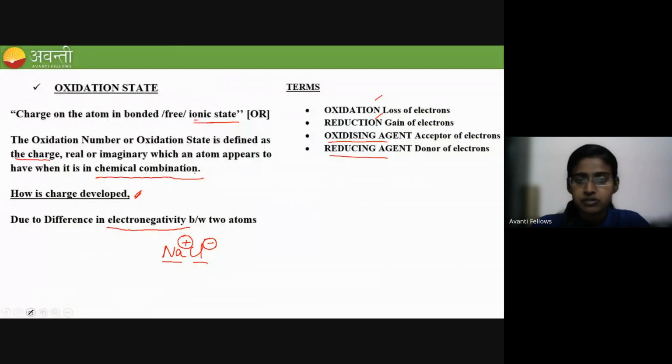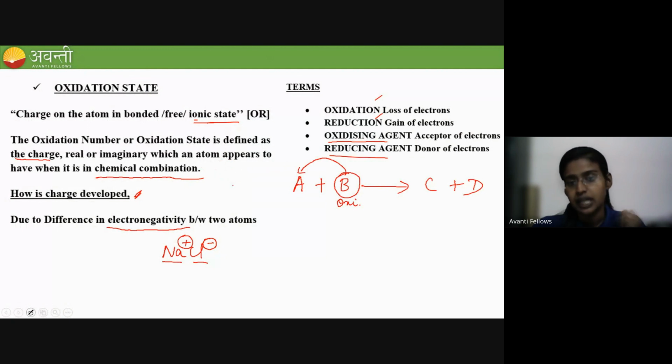Suppose A is reacting with B to give some products C and D. If I say B is an oxidizing agent, what will it do? This element B will go and take the electron from A, so we call B the oxidizing agent. A is donating its electrons to B, so A is a reducing agent. You will understand this when we go through an example in the upcoming slides, so don't worry. For now, you need to know what an oxidation state is and how the charge is developed when an atom is bonded with another atom.